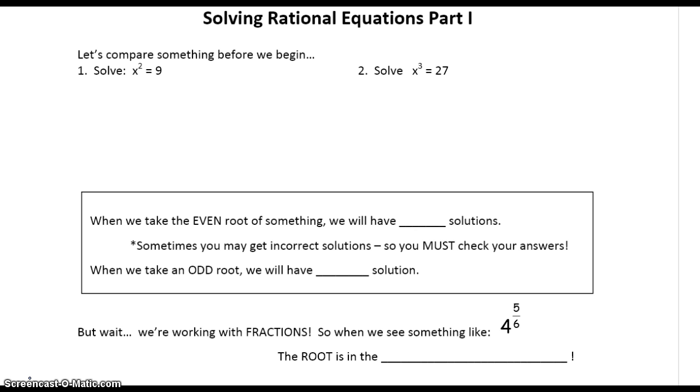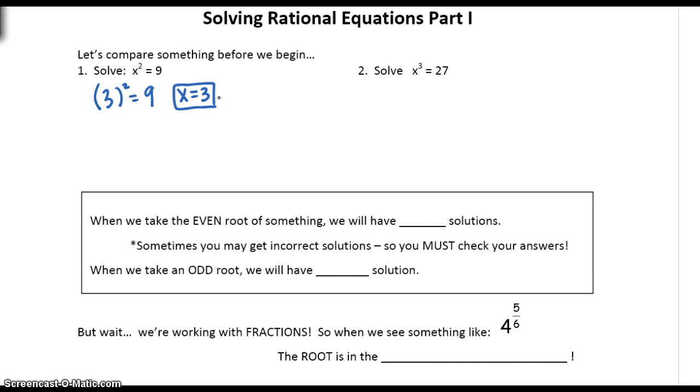Let's compare something before we begin anything. Let's talk about something you already know. Remember when we had x squared equals 9? What it's asking you is what number, when I square it, will give me 9? So what number when I square it gives me 9? 3, right? 3, when I square it, it gives me 9. So x equals 3 is the solution, all right?